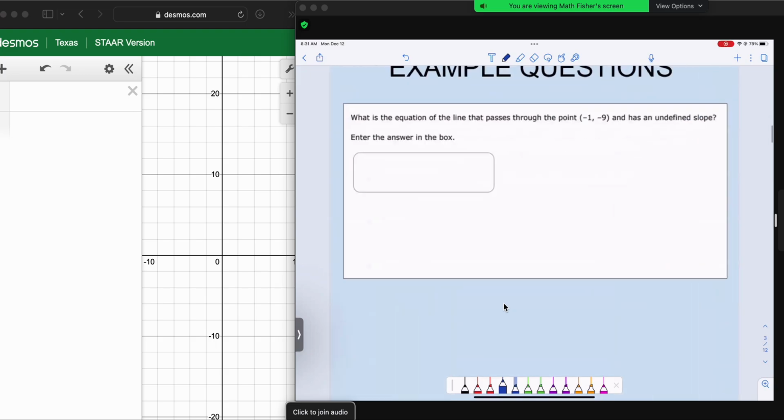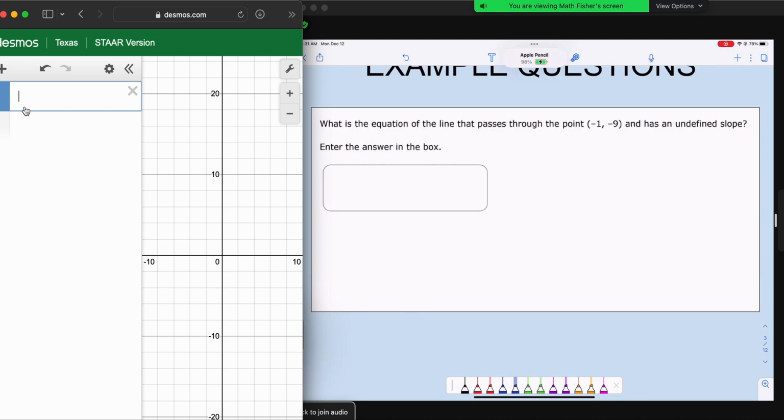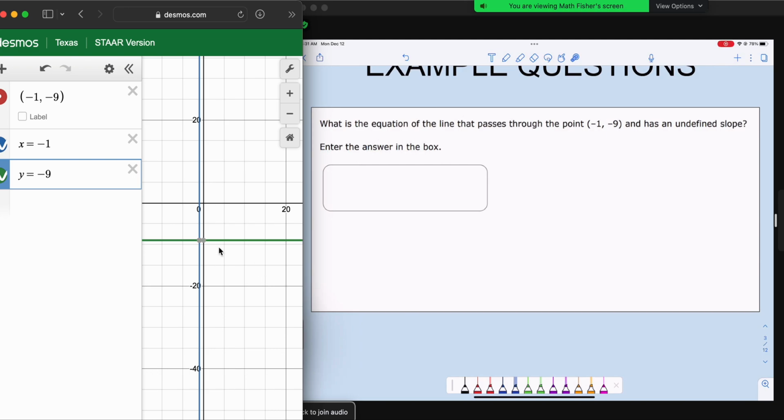So let's look at the next one. It says, what is the equation of the line that passes through the point -1, -9, and has an undefined slope? Enter the answer in the box. So what you can do in Desmos is plot this point, -1, -9, and type in the two equations, x equals -1, y equals -9, and see which one is undefined.